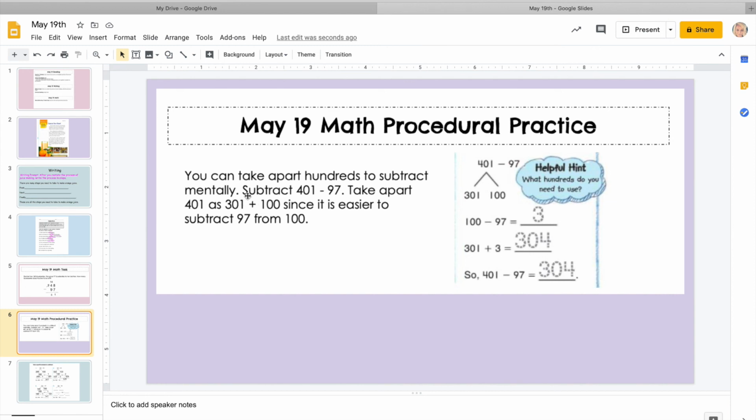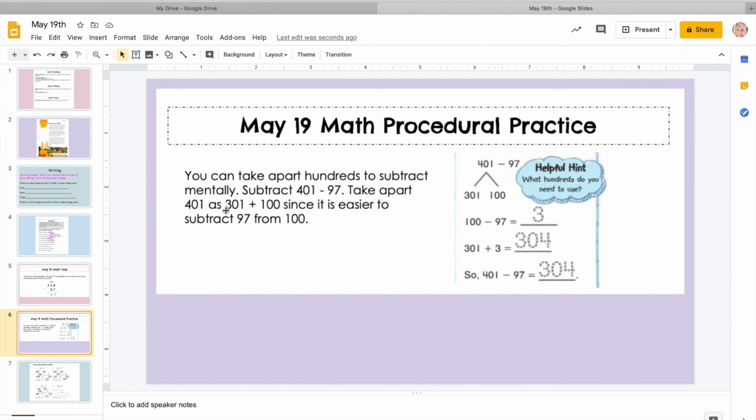And remember, when you're doing mental math, you're able to just do it quickly in your head. That's like with the math facts. We know 2 minus 1 is 1. We're going to subtract 401 minus 97. So we have 401 and we're taking 97 away.